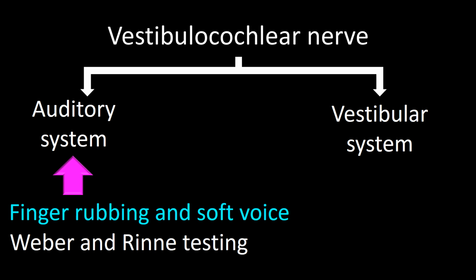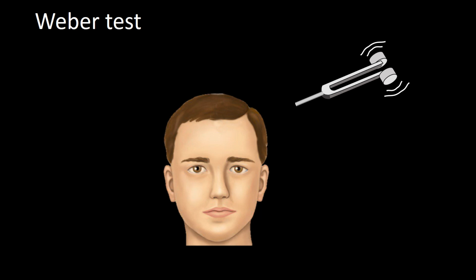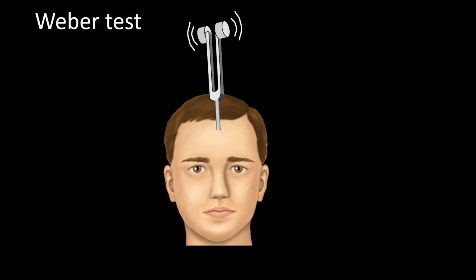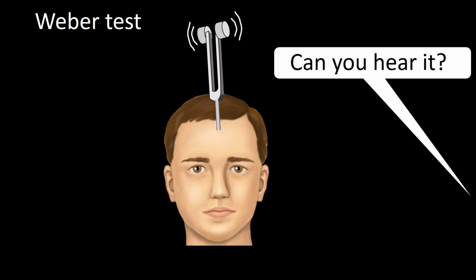After these procedures, we do Weber and Rinne testing. These tests are done using a tuning fork. The tuning fork most often used is a 512 tuning fork. The first test done is the Weber test. Tap the prongs of the fork to make it vibrate. Place the stem in the upper middle region of the forehead and ask if the patient hears it.